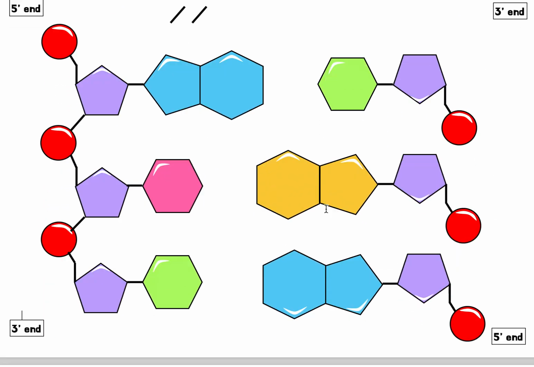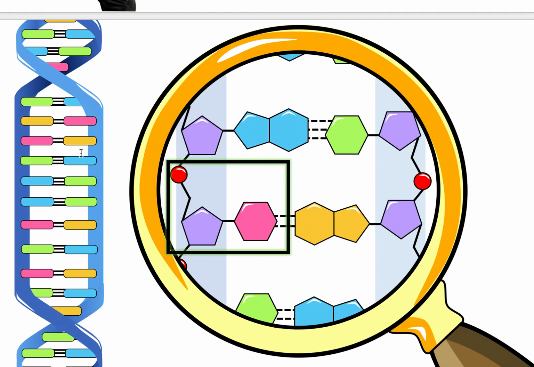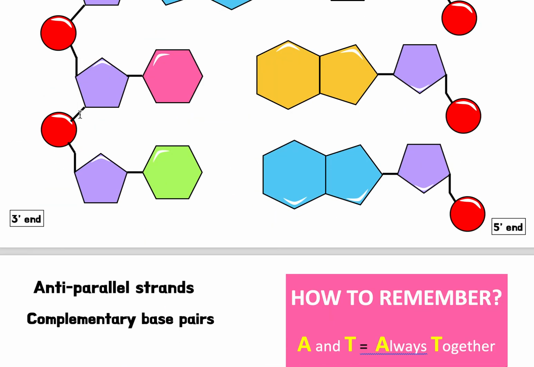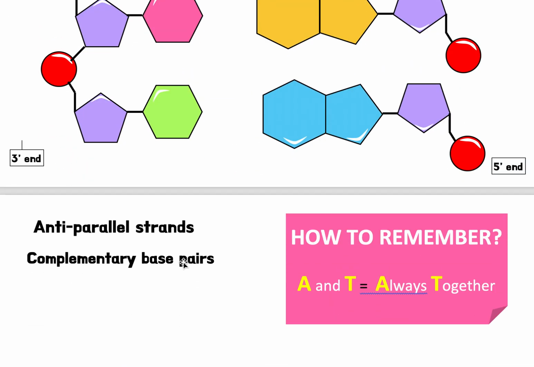How can we remember this? If you haven't noticed, on my picture here, like we talked about before, green always binds with blue, and orange always binds with red. That's because A always binds with T, and C always binds with G. It will never be G binding with A or anything like that. They always bind to the same nucleotide. So we call this property complementary base pairs. The base pairs complement each other, okay?